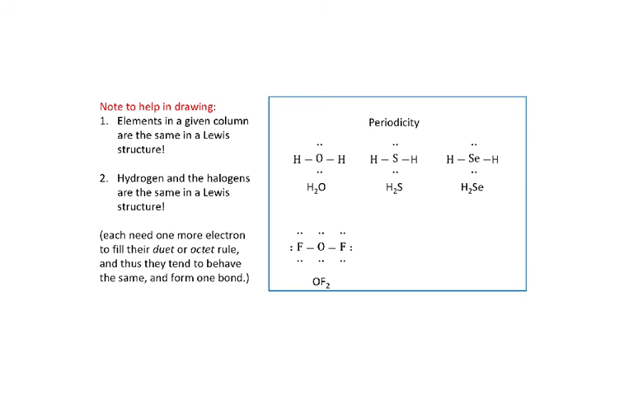So here's a note to help that we just used. Elements in a given column are the same in a Lewis structure. Like water, H2O, H2S, H2Se: oxygen, sulfur, selenium, totally the same. Additionally, hydrogen and halogens are the same in a Lewis structure, like H2O and OF2.